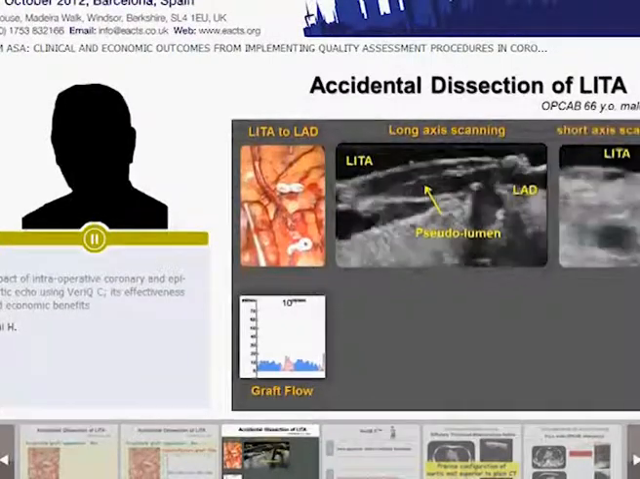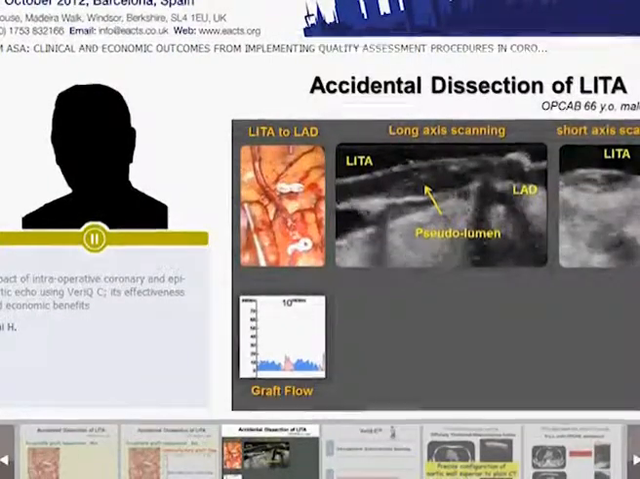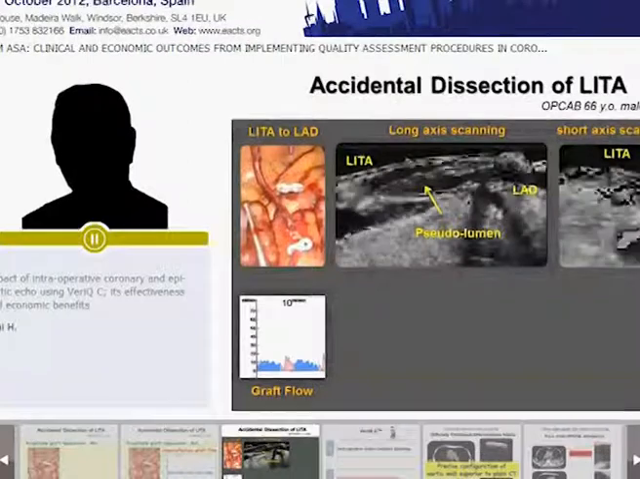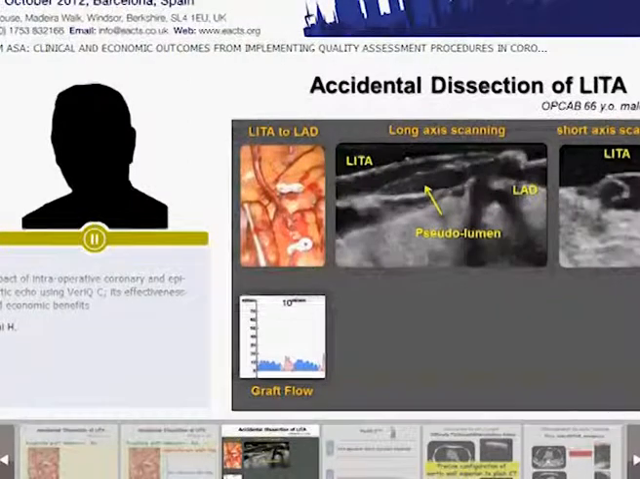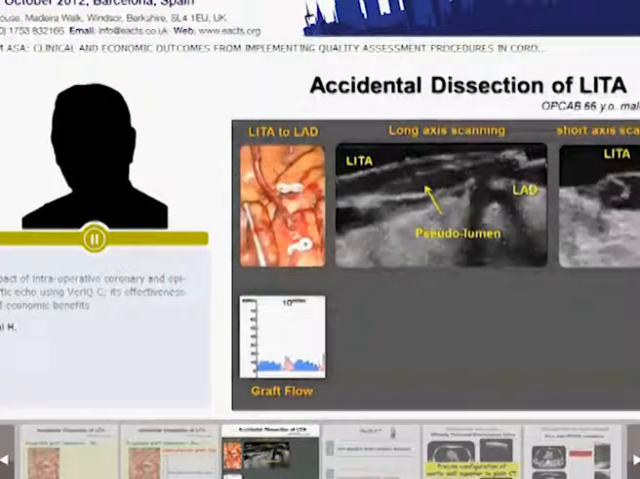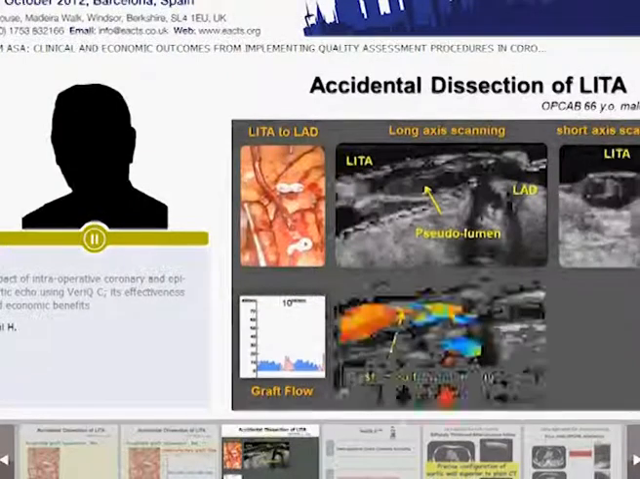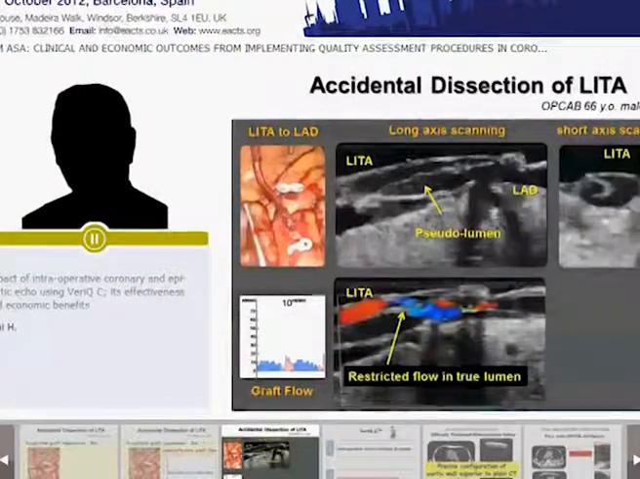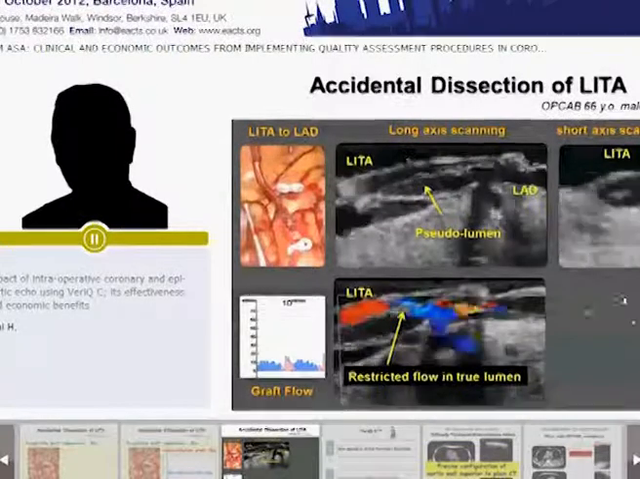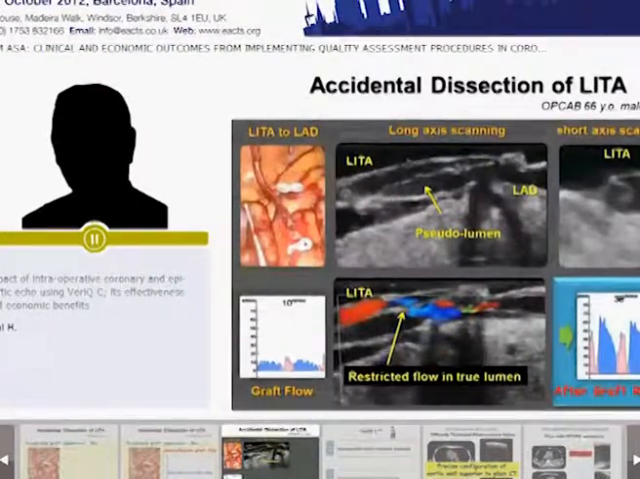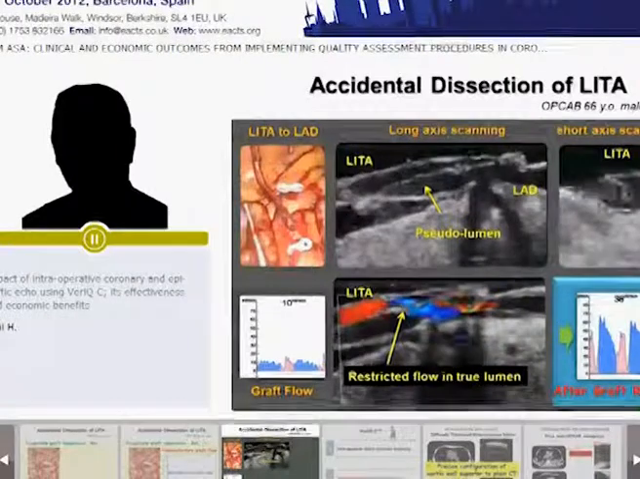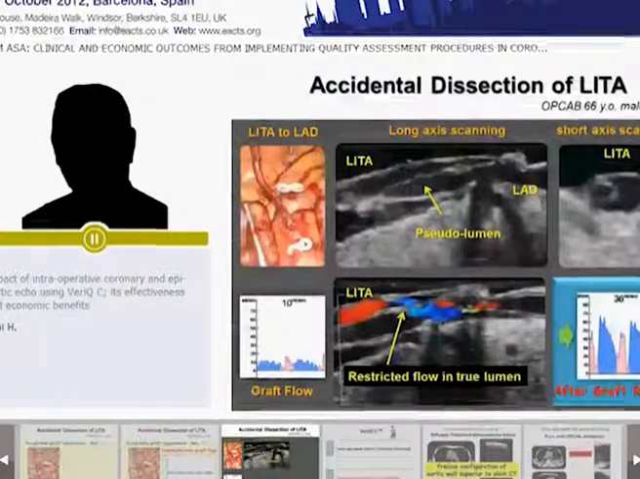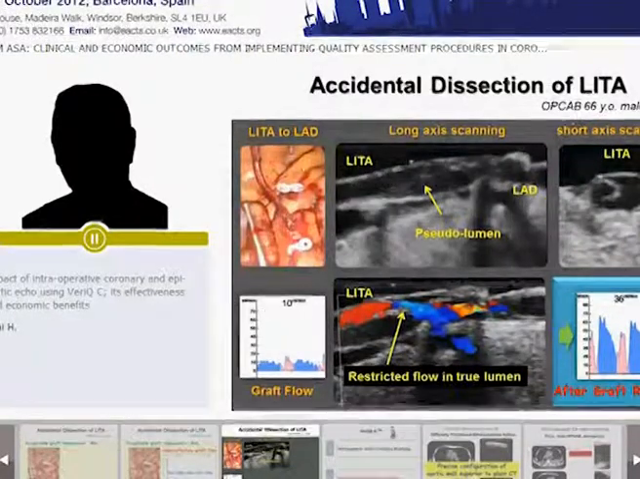This is the shield lumen, and if you see the short axis scanning, you can find it like aortic dissection very nicely. I've never seen this kind of picture, but VeriQ C shows the dissection of the LITA very precisely. And the flow mapping shows the restricted flow pattern in the true lumen. So finally, I revised it. Because the length of the LITA was shortened, I made it a free graft and made a graft revision. Got a nice flow, finally.